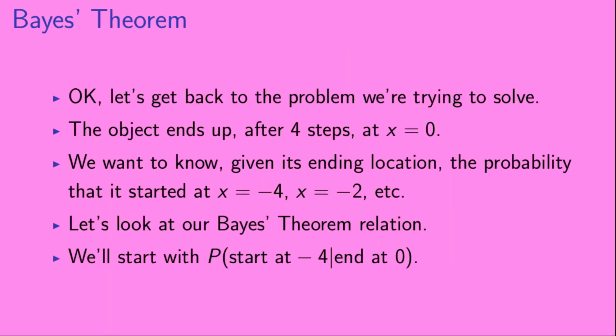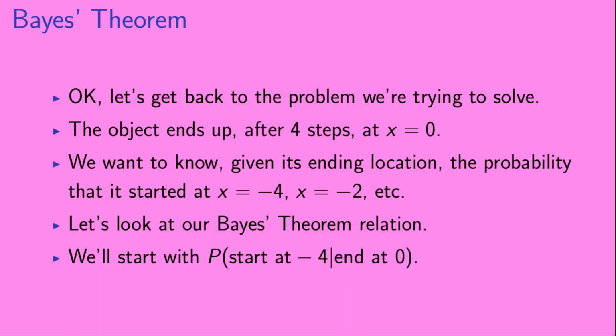Okay, let's get back to the problem we're trying to solve. The object ends up, after 4 steps, at x equals 0. We want to know, given its ending location, the probability that it started at x equals minus 4, x equals minus 2, etc.